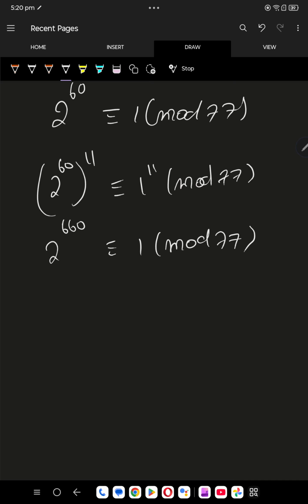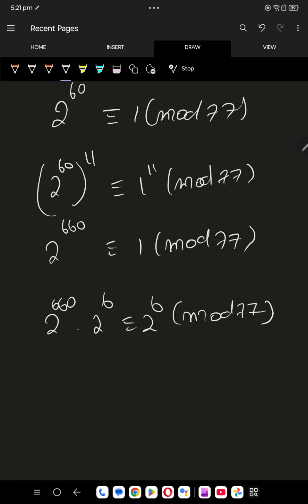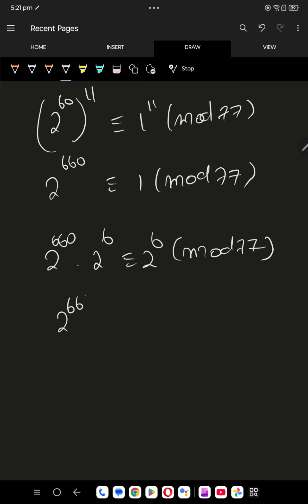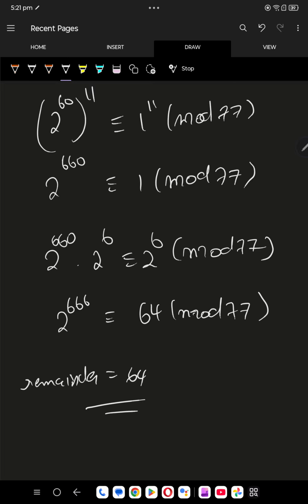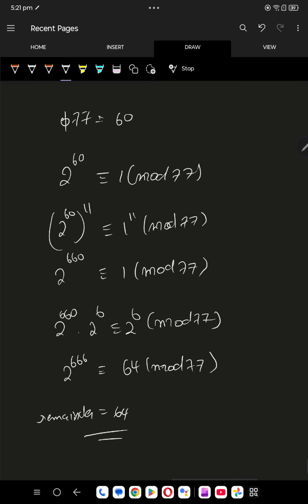Now this is 660, we need 666. So 2 power 660 into 2 power 6 is congruent to 2 power 6 mod 77. So 2 power 666 is congruent to, what is 2 power 6? It is 64 mod 77. So the remainder is 64. That's it, simple. I hope you understood.